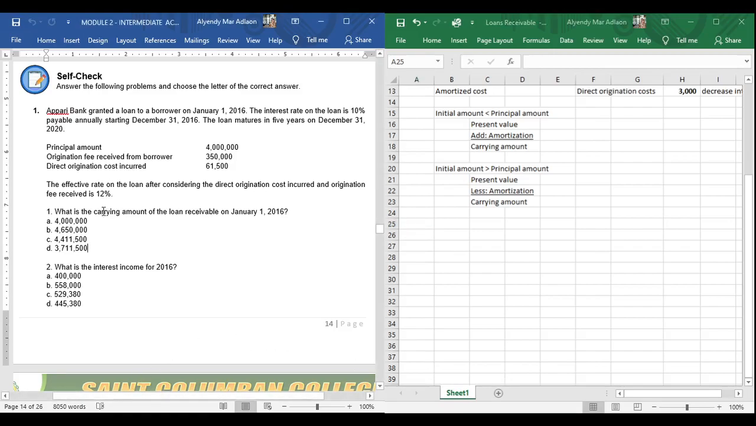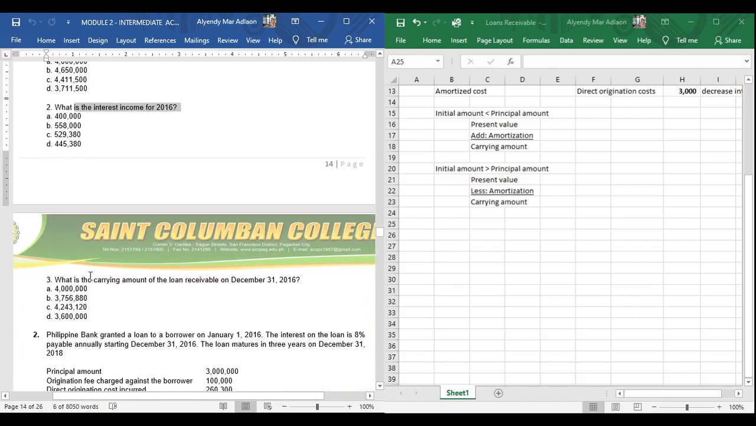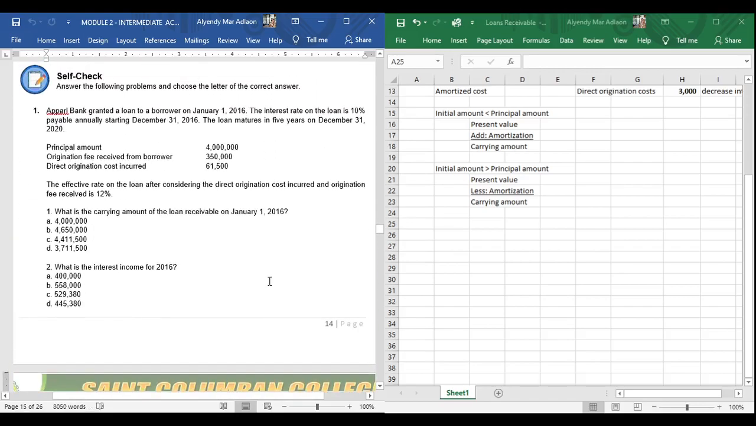So here's the first problem. What is the carrying amount of the loan on January 1, 2016? What is the interest income for 2016? And what is the carrying amount of the loan on December 31, 2016? So meaning, unsa ang initial measurement. Okay, so this loan, Apari Bank granted a loan to a borrower on January 1, 2016.